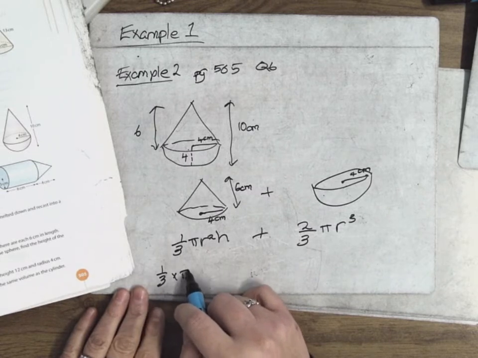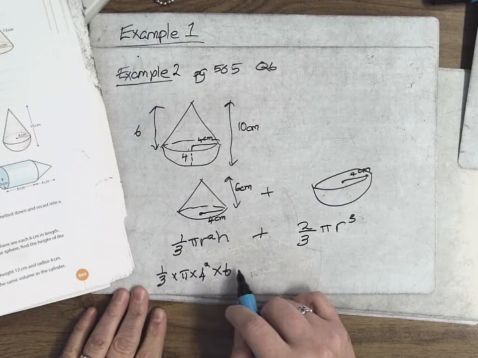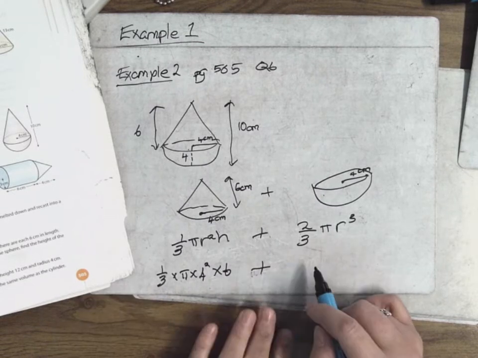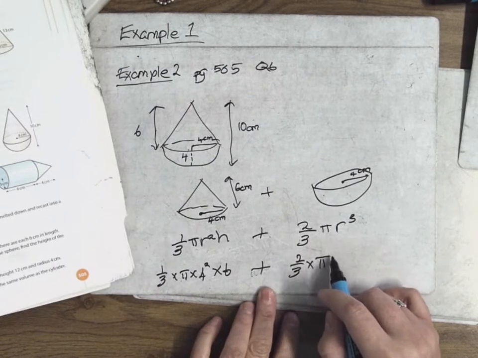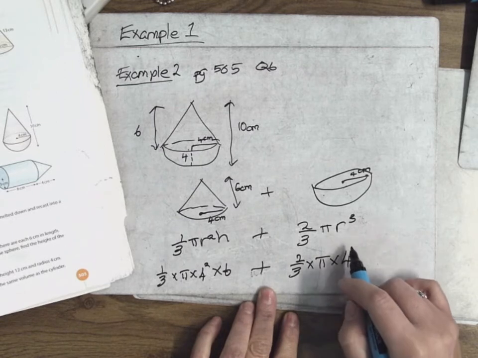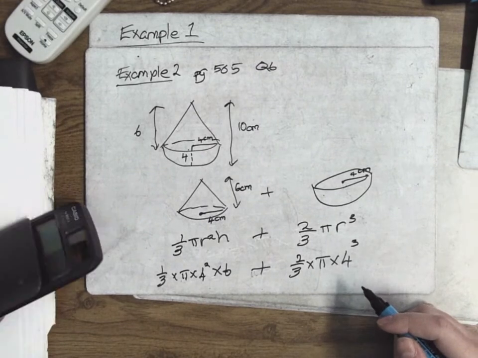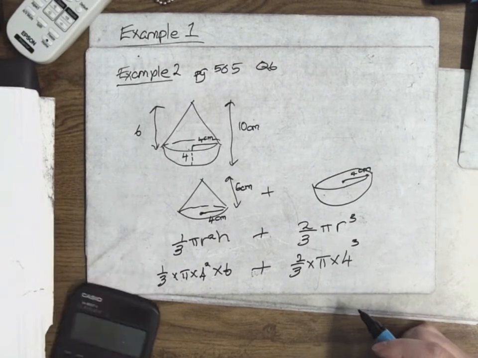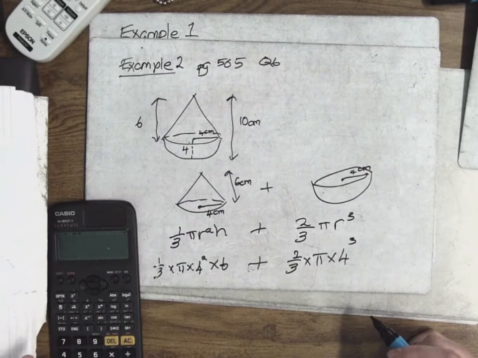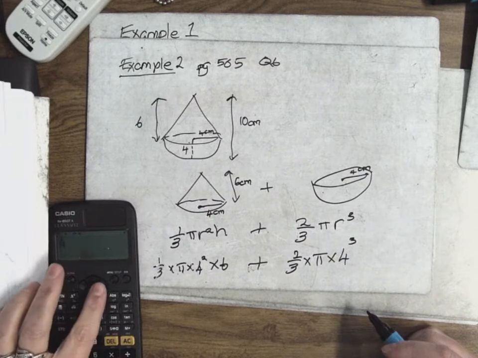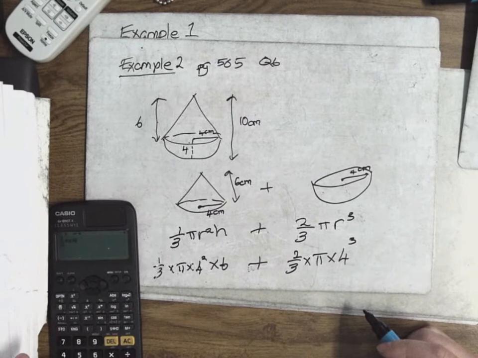So fill in, it's 1/3 multiplied by pi, multiplied by 4 squared, multiplied by 6. Then that will be the cone, add 2/3 multiplied by pi multiplied by 4 cubed. And in the question they said give your answer to one decimal place, so you just type it as you see it into the calculator.